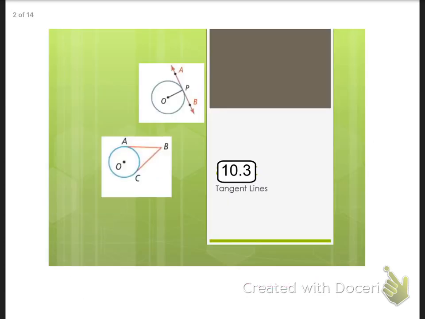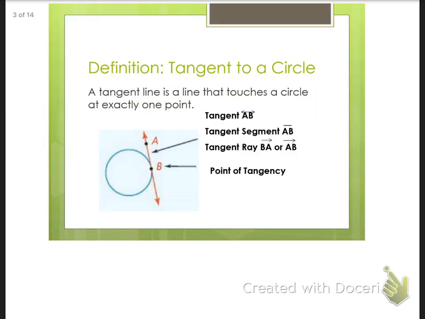Okay, so now we're going to be talking about tangent lines. So remember, tangent lines just touch the outside of your circle. Okay, so we have a tangent line, so that's AB. If it's a segment, segments end, so that's why it's ending in my thing. A ray has a starting point and shoots off in a certain direction, so we have two options of that, as long as your arrow always goes to the right. And our point of tangency is just that point that touches the circle.